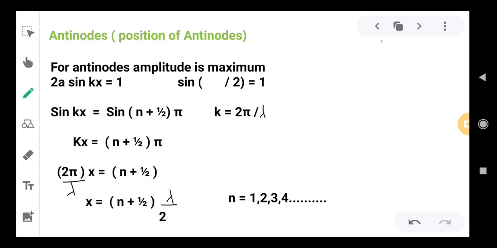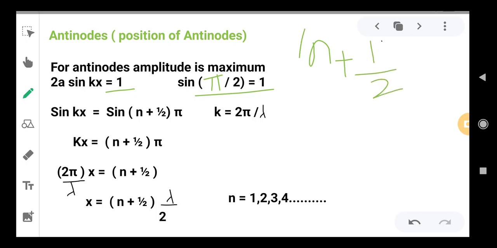Move to the last concept, antinodes. What will be the position of the antinodes? Antinodes mean the amplitude will be maximum. It is written in the form of 2a sin kx. Amplitude will be maximum means the sin value is maximum, that is 1. When the sin value is 1, that is sin pi by 2. So this pi by 2 can be written as n plus half of pi.